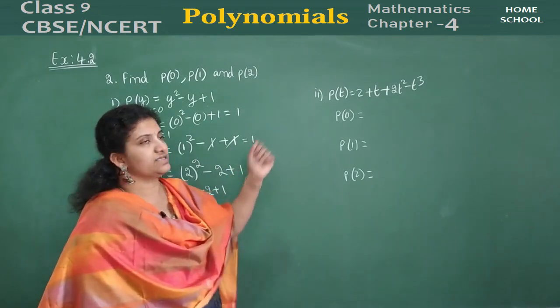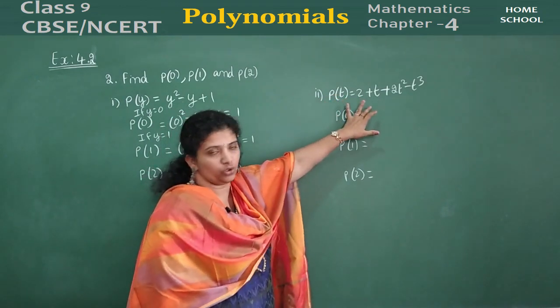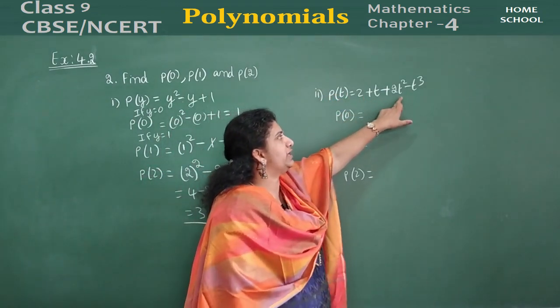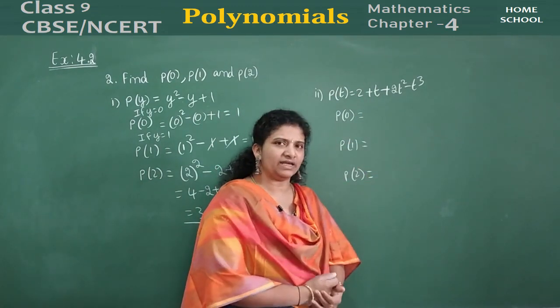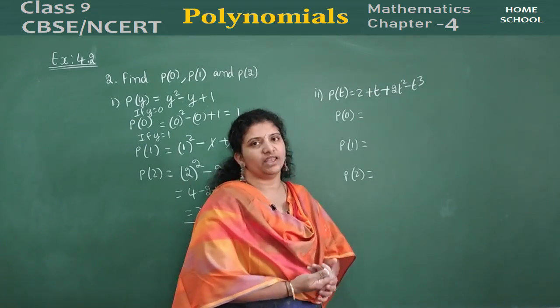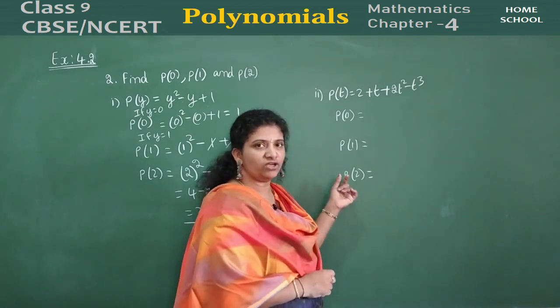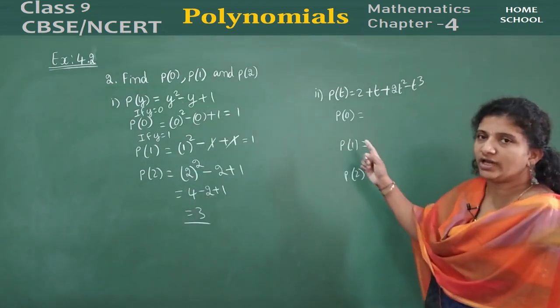Similarly, let's see the second problem. P of t is equal to 2 plus t plus 2t square minus t cube. So, which type of polynomial is it? It is having its highest power 3. Then it is a cubic polynomial. So, what you need to find? Find P0, P1, P2.